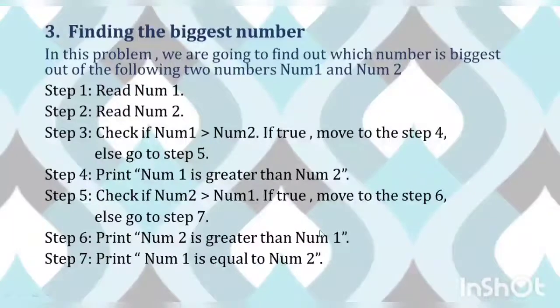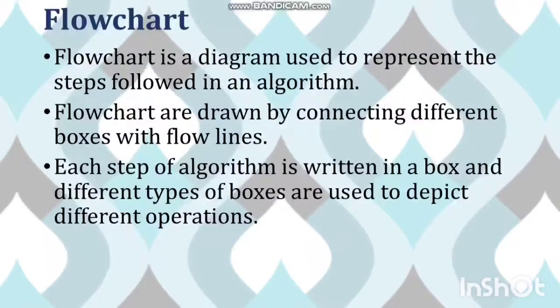So there are three possibilities: either num1 will be greater than num2, or else num2 will be greater than num1. If both cases don't satisfy, then definitely the numbers are going to be equal. No other possibilities are possible. Let us continue with our next topic, that is flowchart.